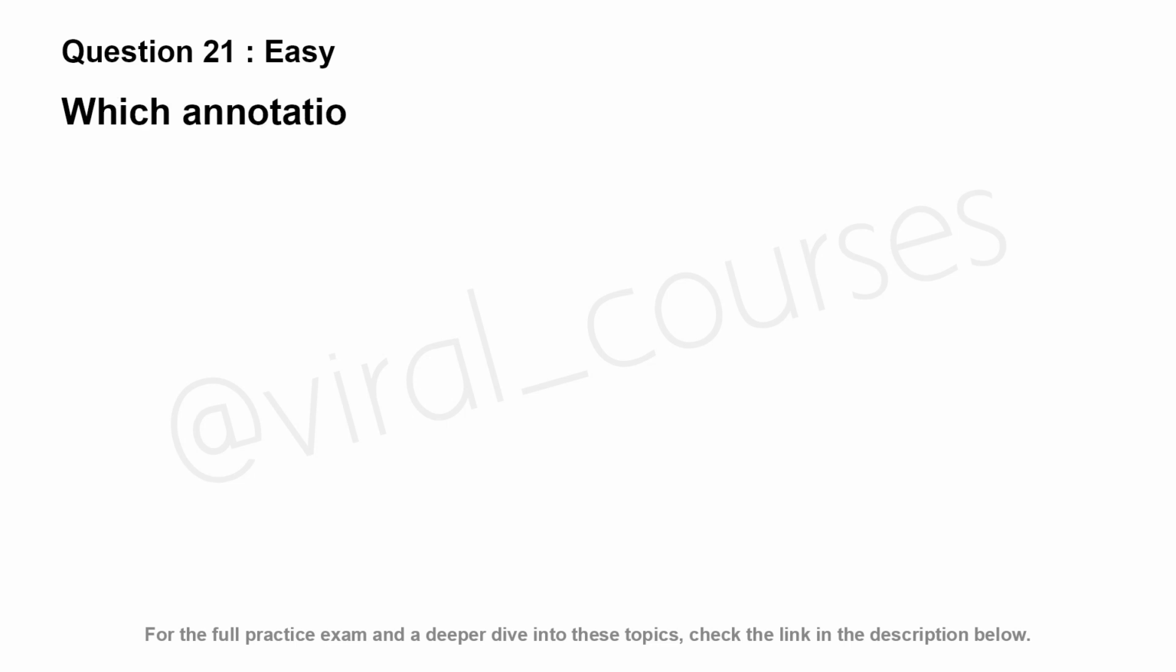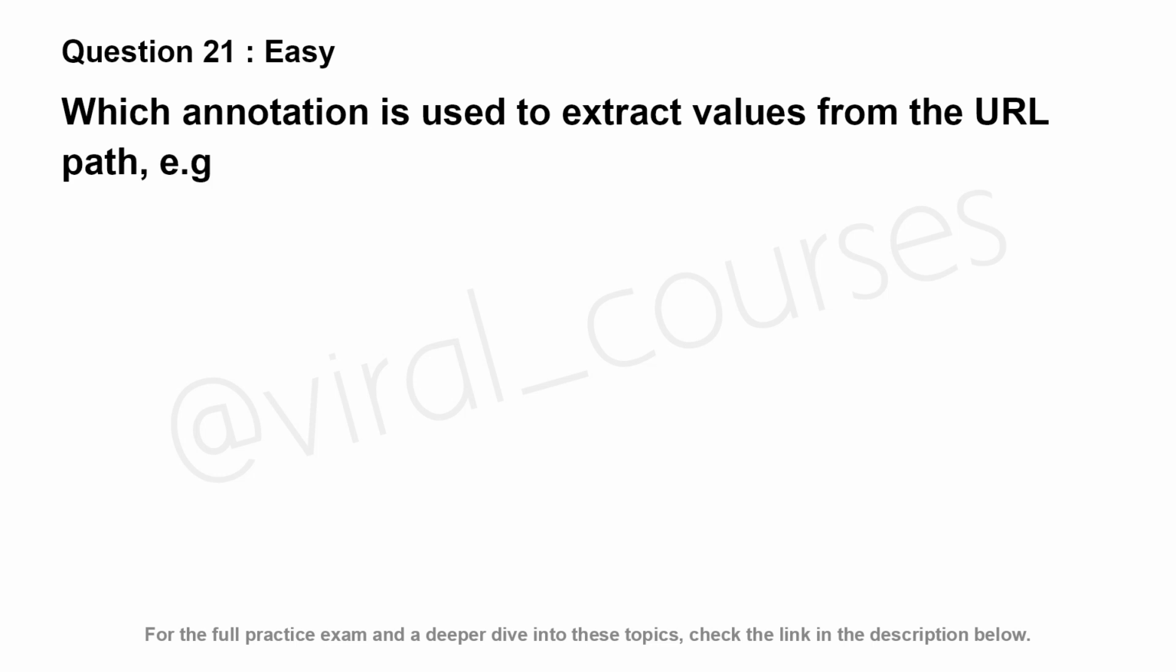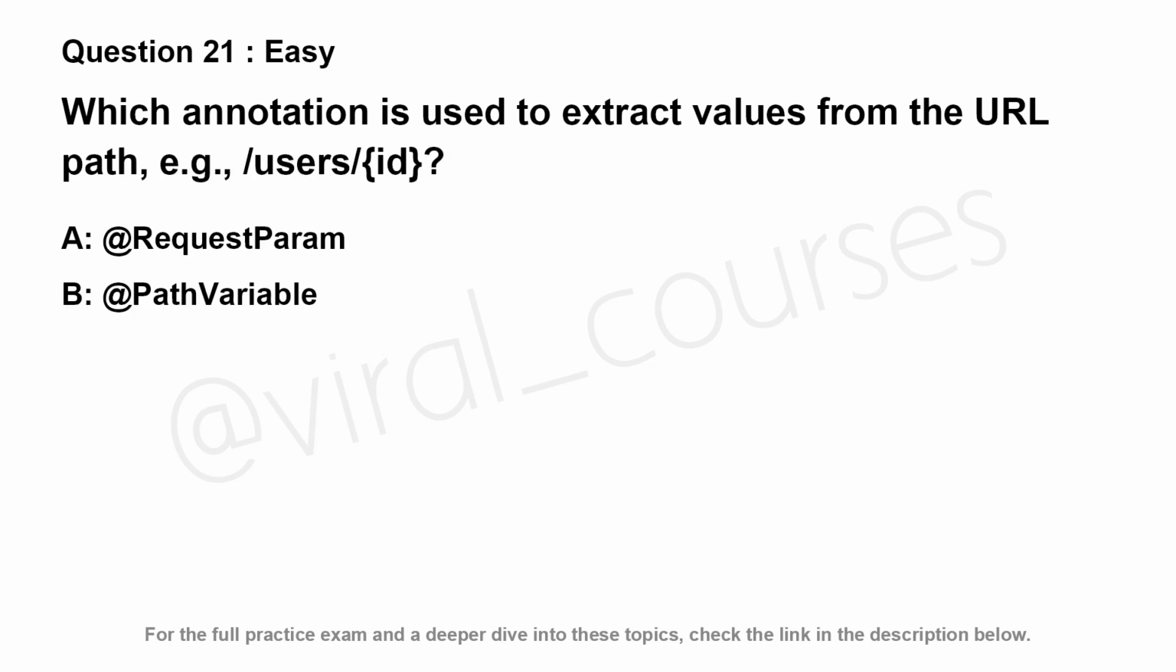Which annotation is used to extract values from the URL path, e.g., /users/{id}? Option A, @RequestParam. Option B, @PathVariable. Option C, @QueryParam. Option D, @URLValue.